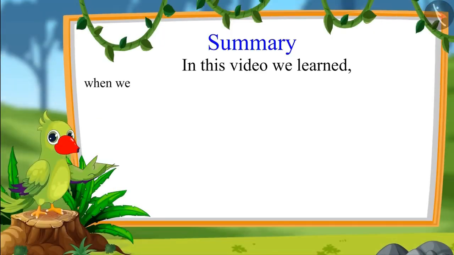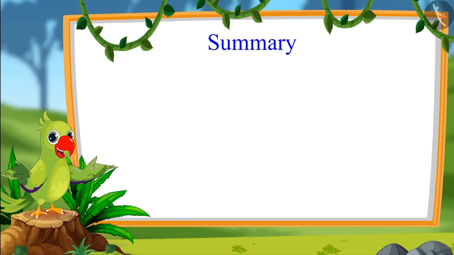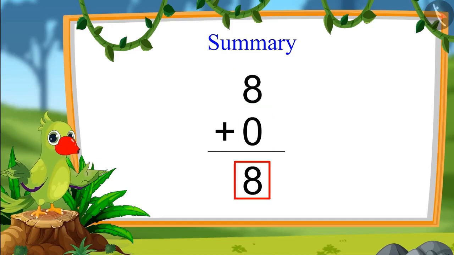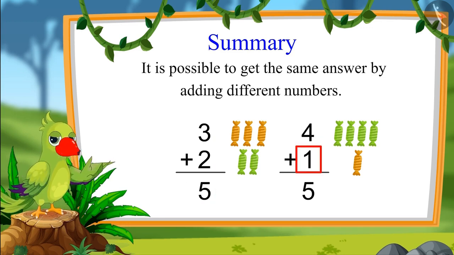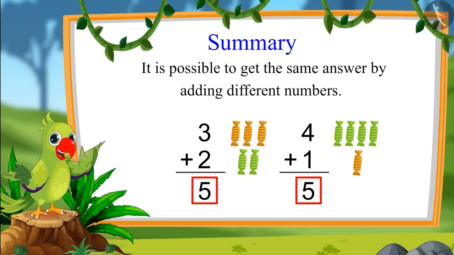So children, in this video we learned that when we add 0 to any number, it neither increases nor decreases. For example, when we added 0 to 8, the total remained 8. We also saw that it is possible to get the same answer by adding different numbers. For example, when we add 3 and 2, we get 5. And when we add 4 and 1, we still get 5.